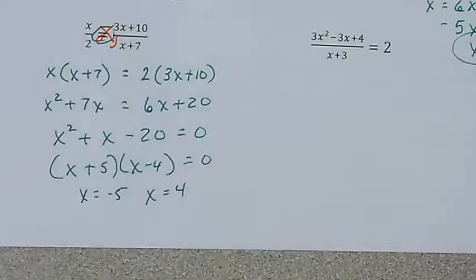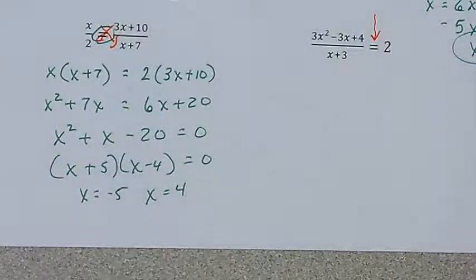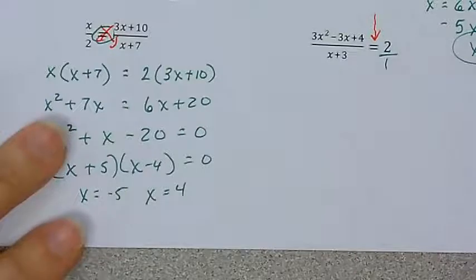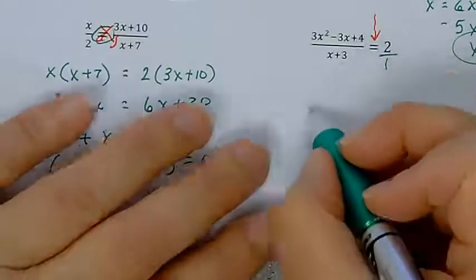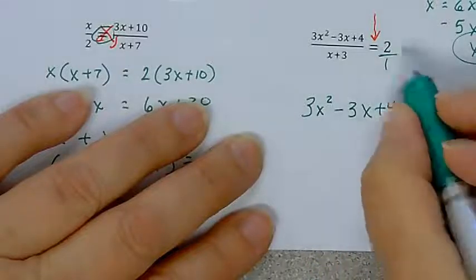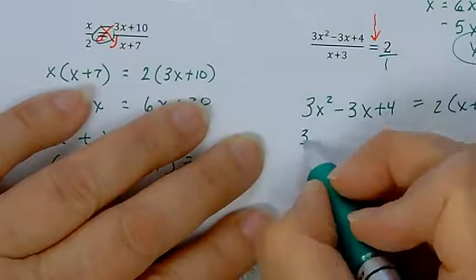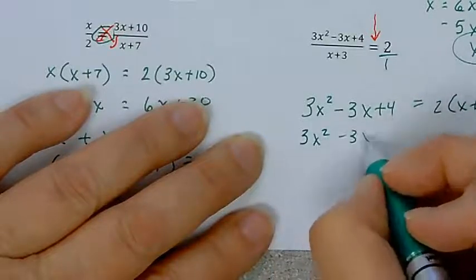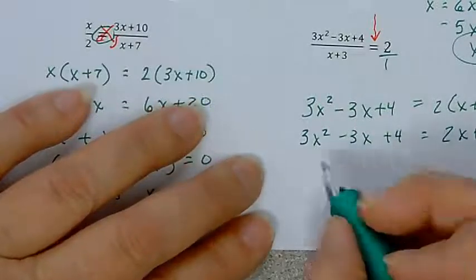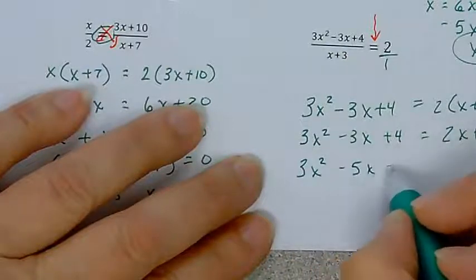I like the second one as well because looking at the sign, it's an equal sign, so that's good. That means I can cross multiply. So I'm going to put the 2 over 1. So I have 1 times this equals this times this. So 3x squared minus 3x plus 4 equals 2x plus 6. So 3x squared minus 5x minus 2 equals 0.